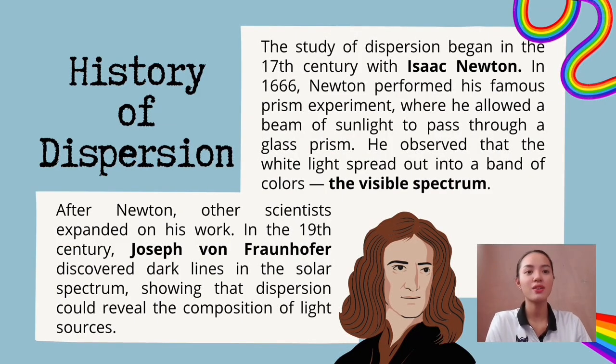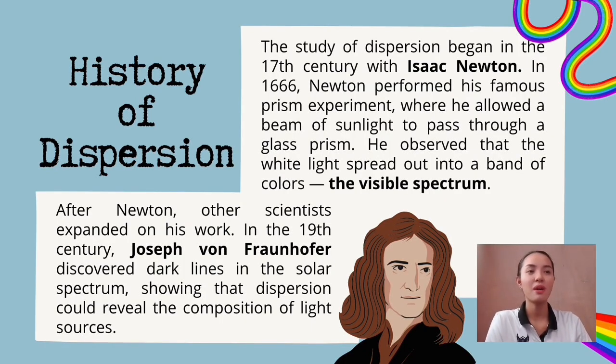So good day everyone. Now let's discuss the history of dispersion. The study of dispersion began in the 17th century with Sir Isaac Newton. In 1666, Newton conducted his famous prism experiment where he allowed a narrow beam of sunlight to pass through a glass prism. To his amazement, the white light spread out into a band of colors: red, orange, yellow, green, blue, indigo, and violet, forming what we now call the visible spectrum.